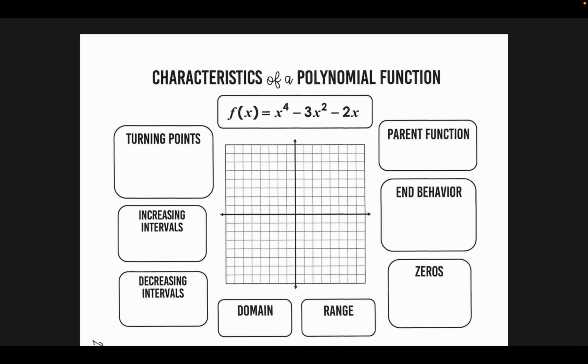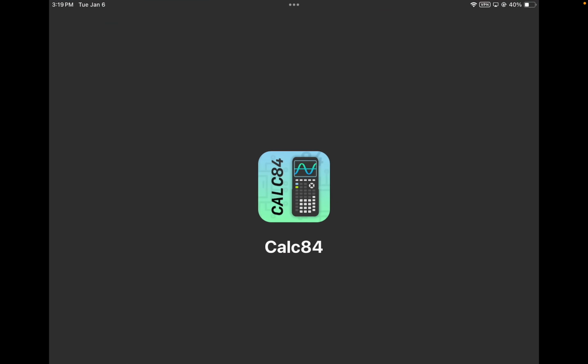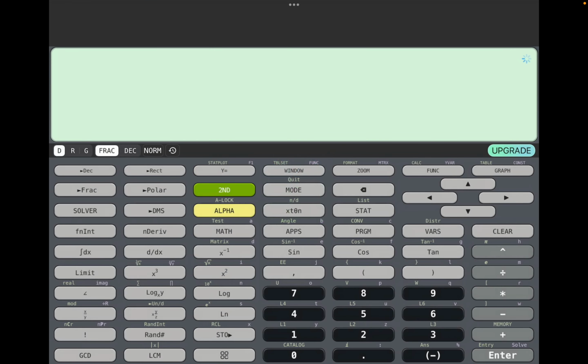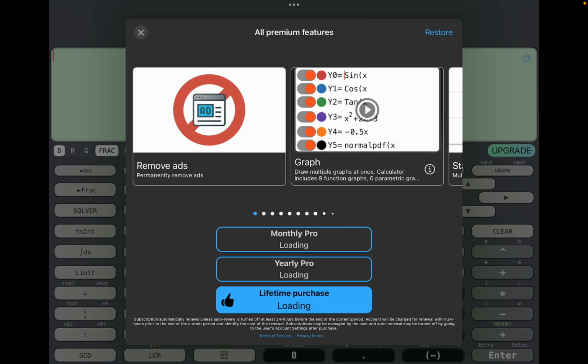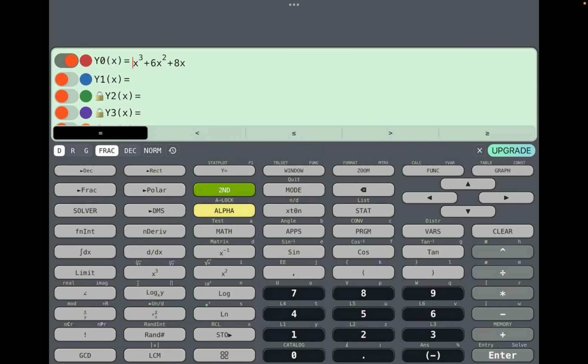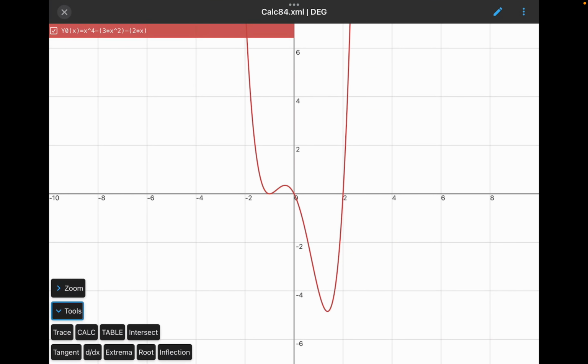All right, so I'm going to plug this into my graphing calculator as well and do the exact same thing. All right, and that's our graph. So I'm going to look for the roots and the extrema.